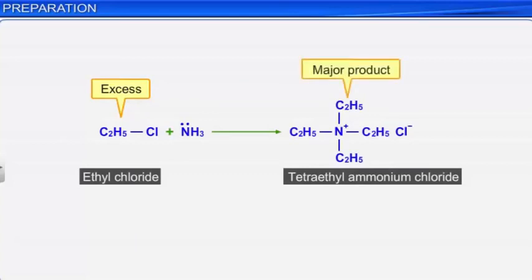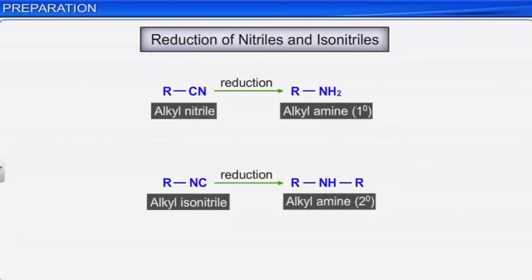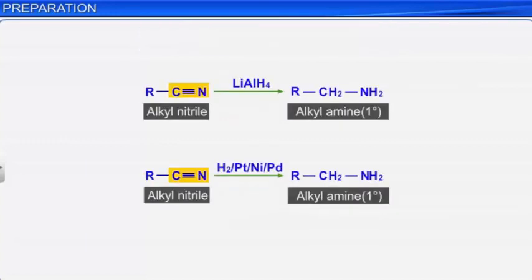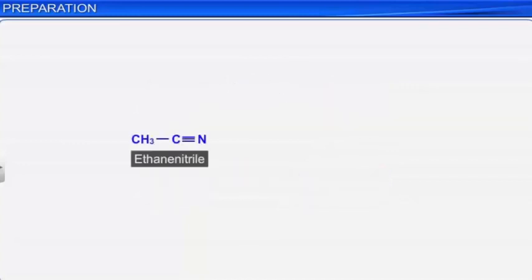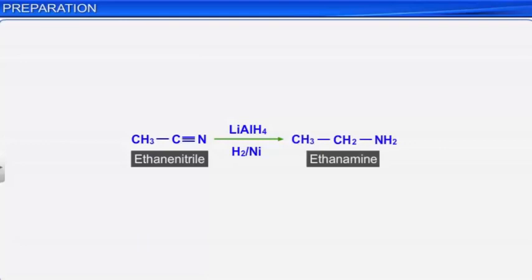Amines can also be prepared by the reduction of nitriles and isonitriles. The reduction of nitriles with lithium aluminium hydride or with hydrogen in the presence of catalysts such as platinum, nickel or palladium yields primary amines. For example, ethanenitrile on reduction with lithium aluminium hydride or catalytic reduction gives ethanamine. This reaction has synthetic importance as it is used to step up the carbon chain.